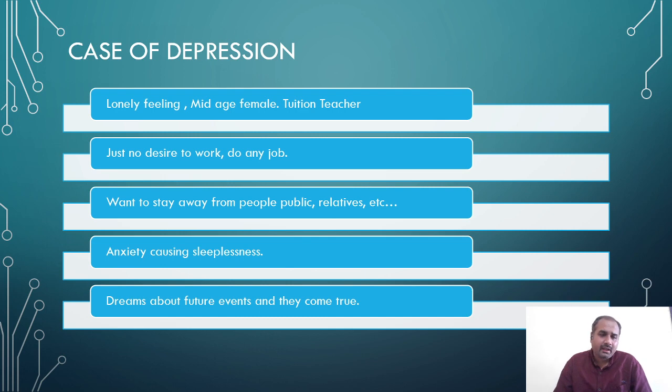Another case, and this is the very interesting case of depression. The middle-aged lady, a tuition teacher, now because of the COVID period, she's under lockdown and she couldn't go out, and there was no desire to work, not to do any job. Now I want to stay away from people, relatives, and there is a lot of anxiety which causes sleeplessness. There are dreams of future events. Something will happen tomorrow, and that event happens tomorrow, and they have become true.